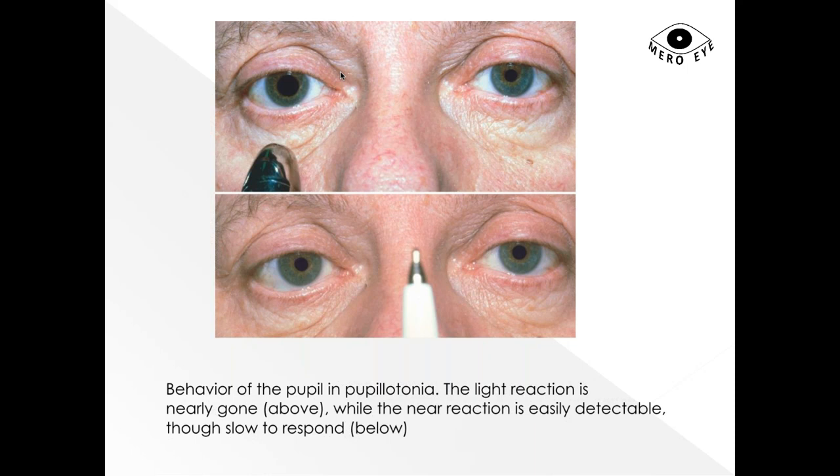So another characteristic is the tonic pupil. When we shine a direct light, it does not react as well. But when we give a near target, then the near reaction is better. And when the near target is removed, for it to come back to its normal position, it will take some time. That is why it is known as a tonic pupil.